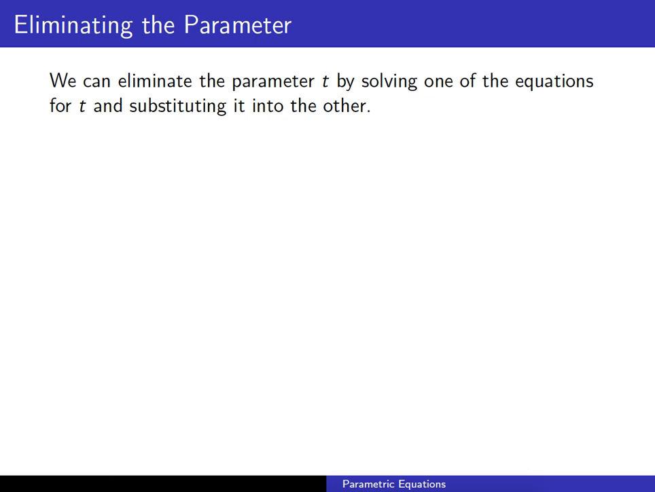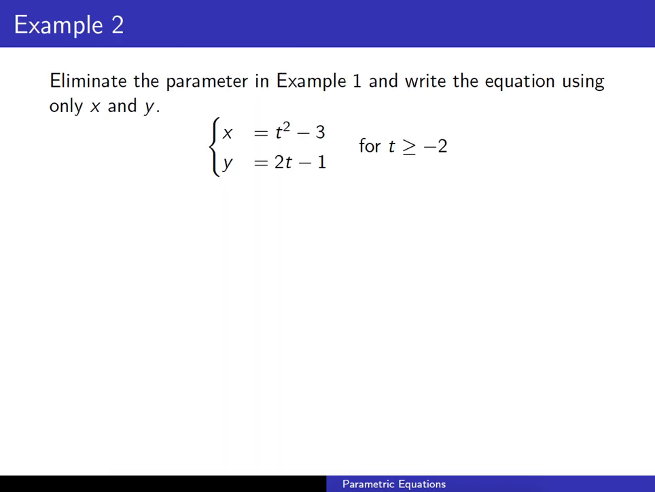parametric equation. So we can eliminate our parameter t by solving one of our equations for t and substituting it into the others. So much like the substitution method for solving systems of equations from prior math courses, we can use that idea to help us eliminate our parameter, which will then allow us to get the equation and hopefully the graph a lot quicker.